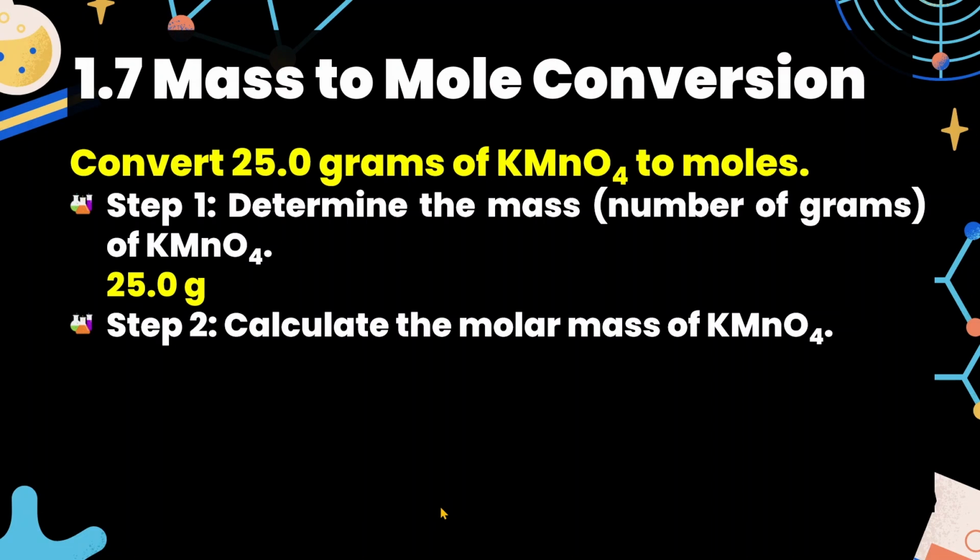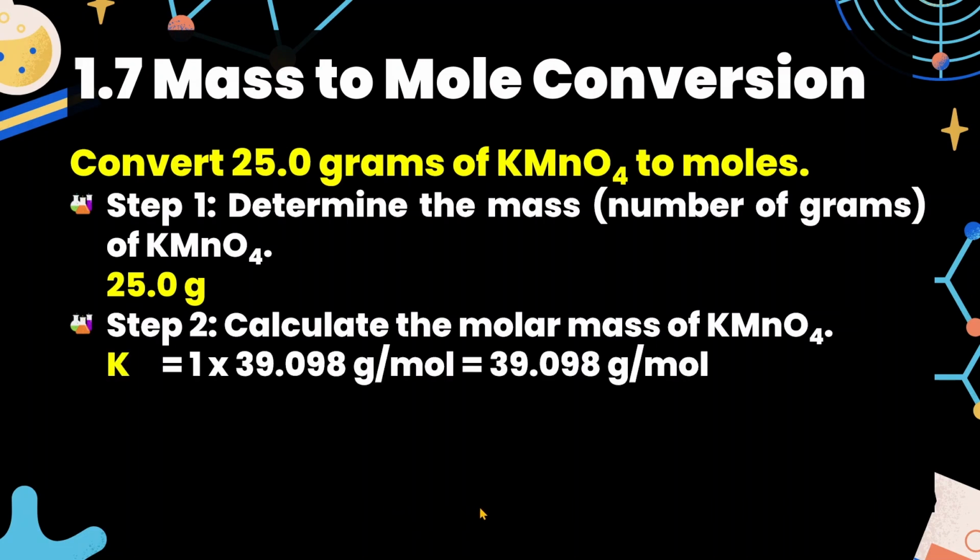Again, all we need to do is add all the masses of every atom that we can find in the chemical formula. There's only one potassium atom. Use your periodic table and locate potassium. And if you've already located potassium in your periodic table, write its atomic mass. The atomic mass of potassium in the periodic table is 39.098.